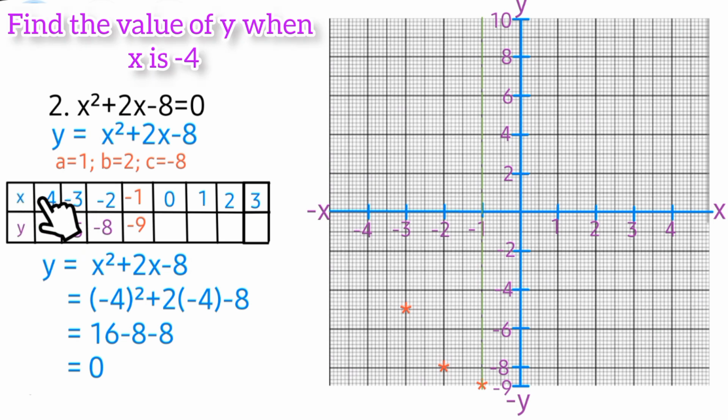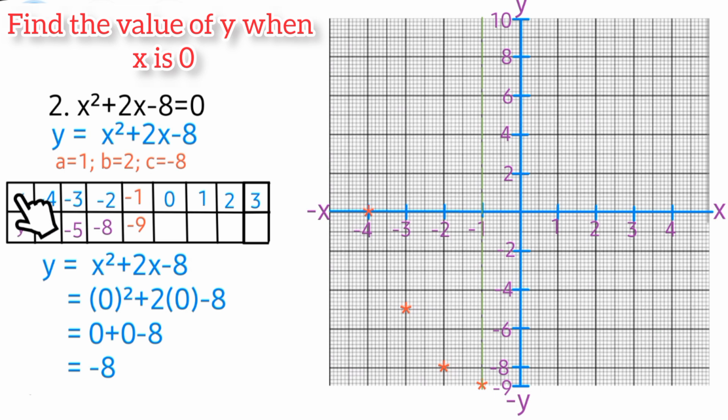When x value is minus 4, y value will be minus 4 squared plus 2 times minus 4 minus 8. Minus 4 squared gives 16. 2 times minus 4 gives minus 8, minus 8. 16 minus 8 minus 8 gives 0. So when x value is minus 4, which is here, y value is 0 at this point.